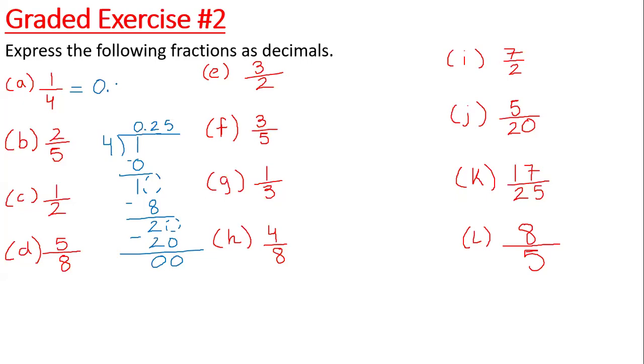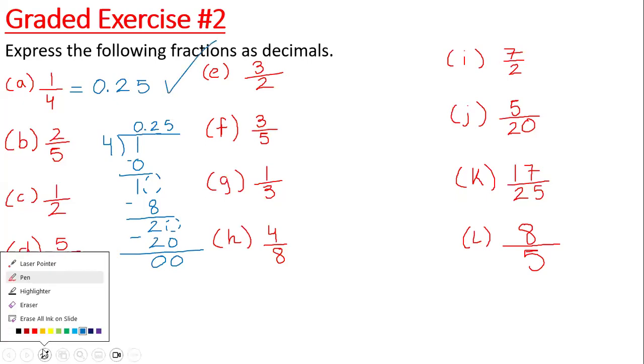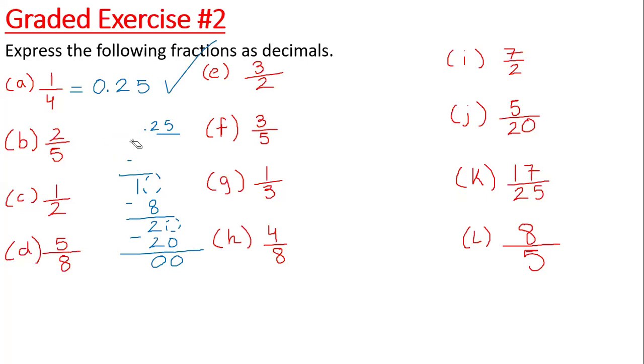I mean for A. I did. 0.25. I did. I did. Very good. Anyone else? 0.25 for number 1. I did. Yes. Okay, good. Excellent. Help me with number 2, please.